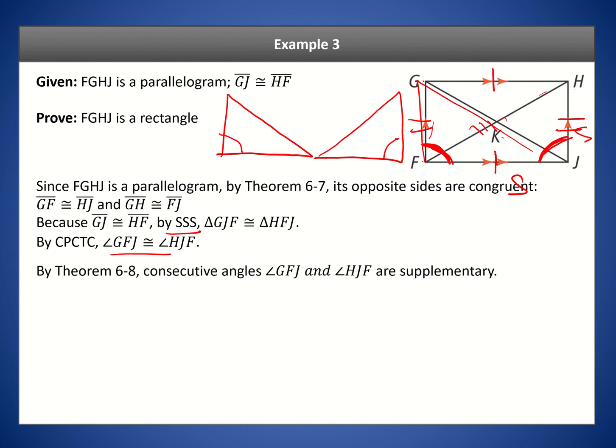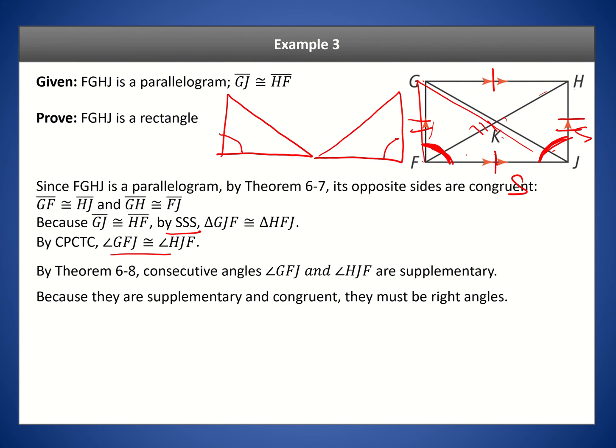So by theorem 6.8, we know that the consecutive angles, these two angles here, they're consecutive. We know that they're supplementary, so they do add up to 180. And because they're supplementary and they're congruent, that means they must be right angles because they add up to 180 and they're the same measure, so they have to be 90. 90 plus 90 is 180. So therefore, we can conclude that those are indeed right angles. So we're going to conclude those two are right.